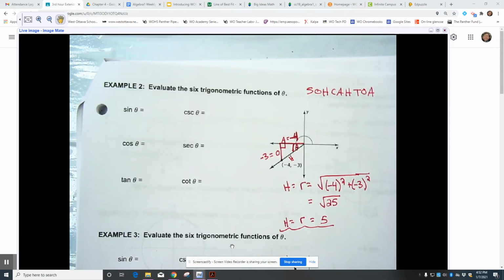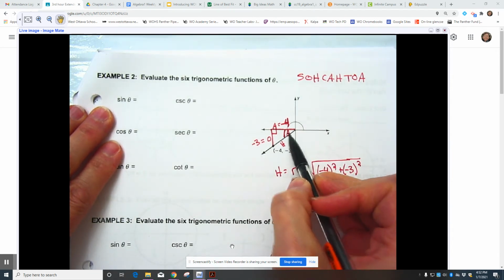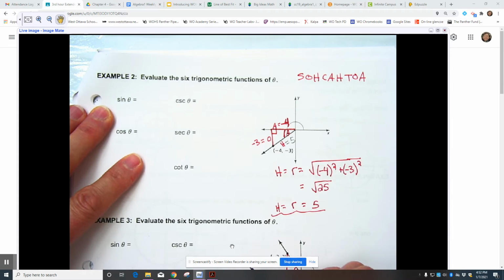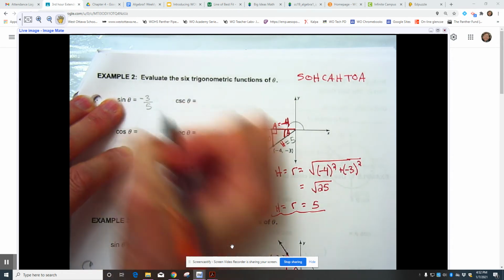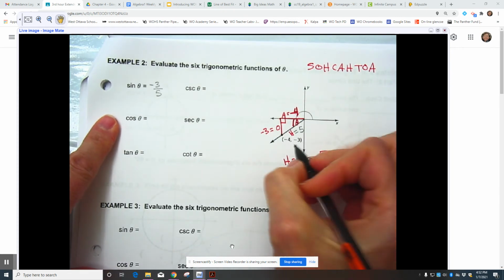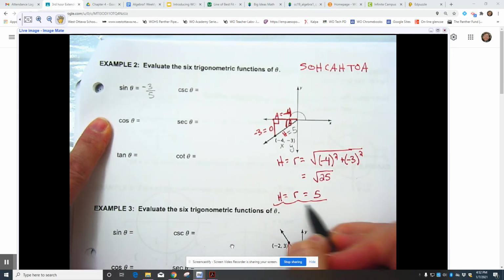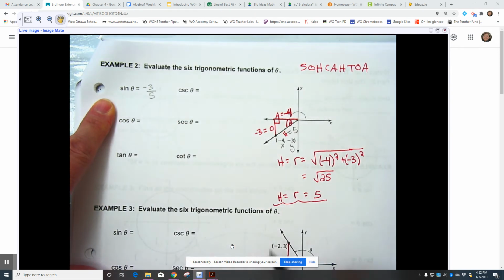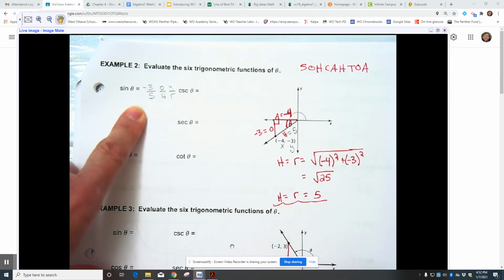So I'll just show you that I can use my opposite over hypotenuse. There's theta. Opposite is -3. Hypotenuse is, let's fill that in, 5. So opposite over hypotenuse would be -3/5. Back here we said sine is y over r. Well, notice, here's x, here's y. Y is -3, r is 5. Y over r is -3/5 also. So opposite over hypotenuse and y over r give you the same thing.